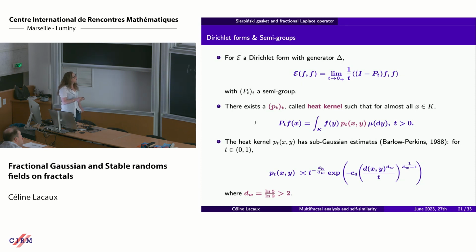This is only true when t is between 0 and 1, when you consider the Neumann operator. And here, there is the Hausdorff dimension, but there is a new parameter d_w, and d_w is called the walk dimension. And we know its value, you have it there. So this estimate is called sub-Gaussian just because d_w is bigger than 2.